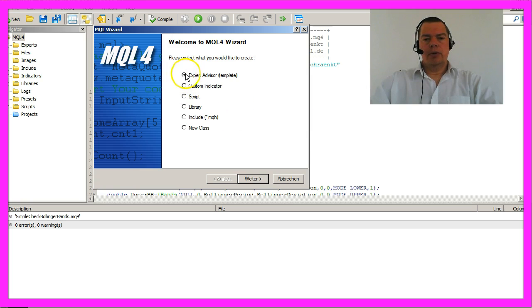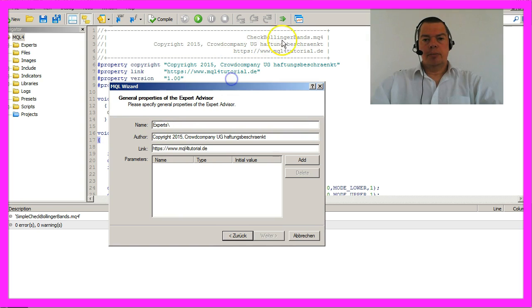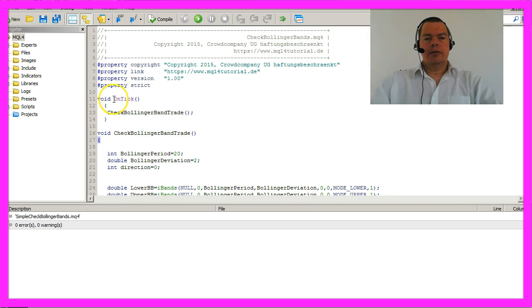First of all, we will create a new expert advisor from a template and call it CheckBollingerBands. In the OnTick function, we will call CheckBollingerBandTrade, the only other function. And here you can find the BollingerBands period and the BollingerBands deviation we just defined.